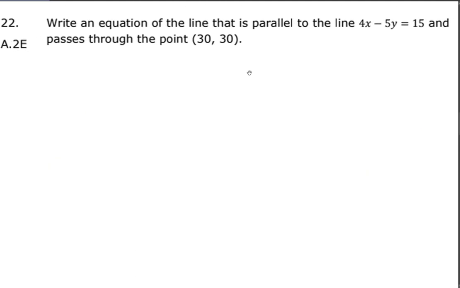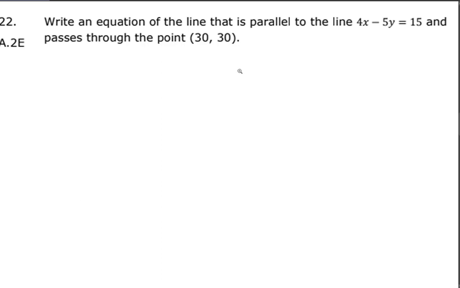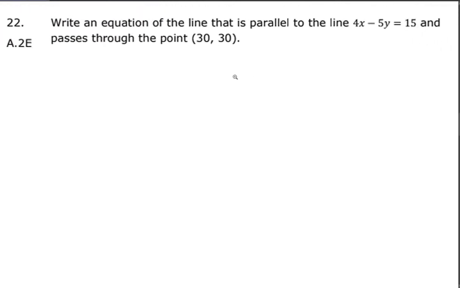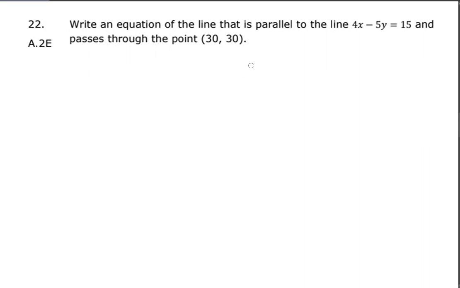So write an equation of the line. This will be the last problem that we do. So hopefully this has been enough for you to get a good grasp of the material and get your feet under you. Write an equation of the line that's parallel to the line 4x minus 5y is equal to 15 and passes through the point (30, 30).